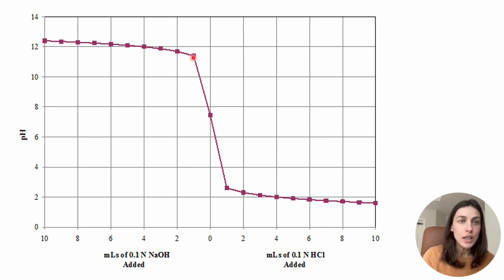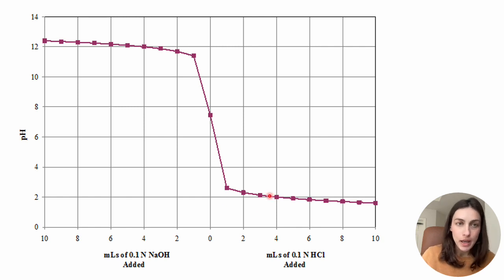And on the other hand, if you took your solution and you added 1 milliliter of a base, sodium hydroxide, it immediately jumped to 11.5 or something, and eventually was 12, which is the pH of sodium hydroxide. This thing you were adding, the pH of it, is about 12.